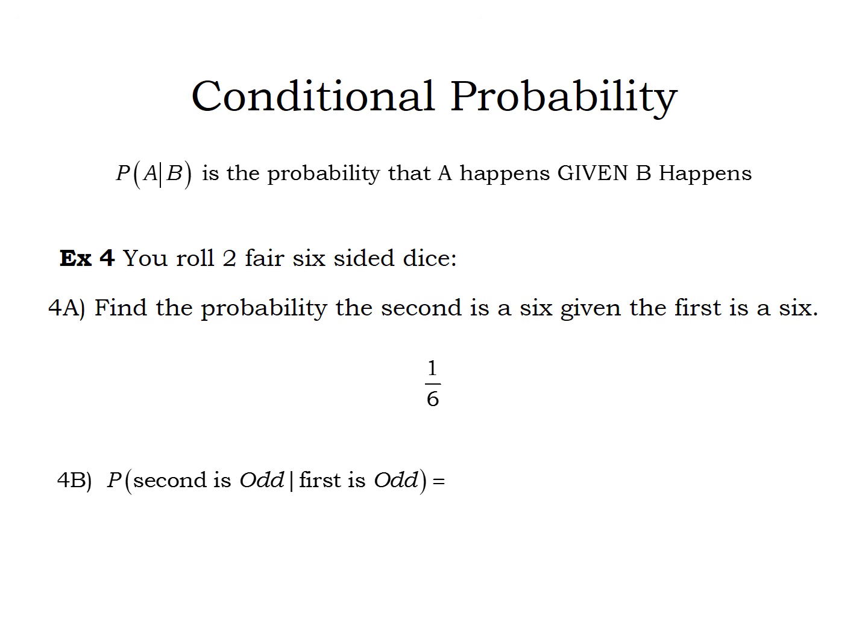Okay. Now, similarly, if I said, what's the probability that the second die is odd given the first is odd? Well, once again, whether or not the first die turns out to be odd in no way changes the probabilities of the second die. Okay. So the probability that the second die is odd would just be 1/2.